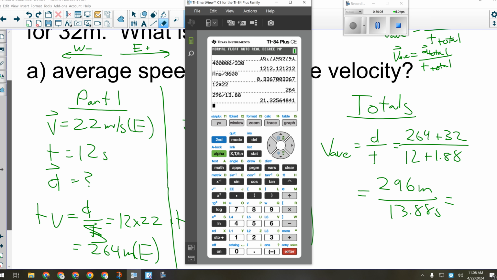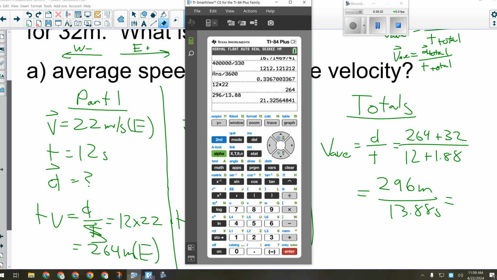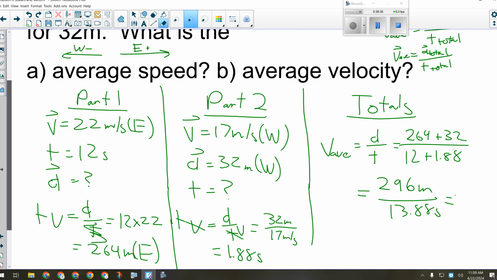Average speed of the rabbit is pretty close to the velocity in the first part. In the first part it was 22 meters per second. The average is 21. That's because in the second part, he ran at 22 for 12 seconds. He only ran at 17 for less than 2 seconds. So that heavily weights the average speed in favor of the first one. Does everyone follow? Okay, so 21.3 meters per second. All right, I've got the average speed.